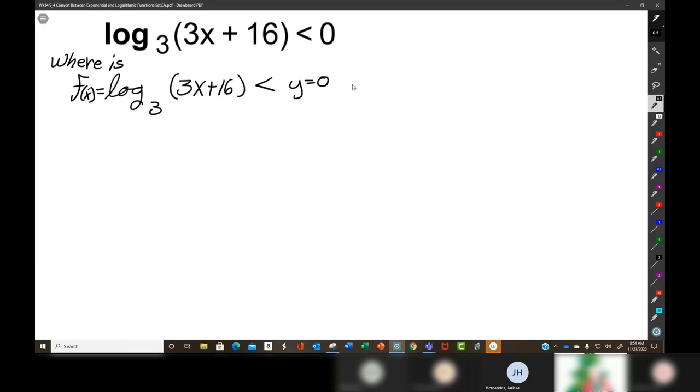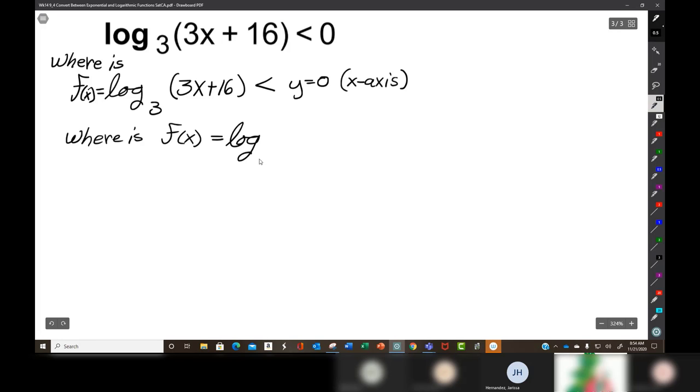Well, if you were to graph the line y equals 0, you would see that that is a horizontal line going through y equals 0. And that's the x-axis. So let's rewrite this. Where is f of x equals log base 3 of 3x plus 16 strictly below the x-axis?